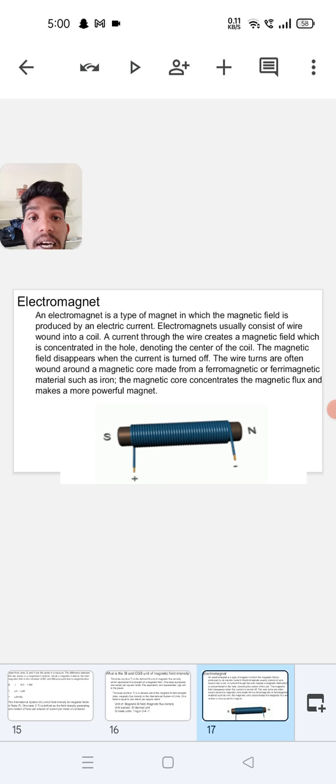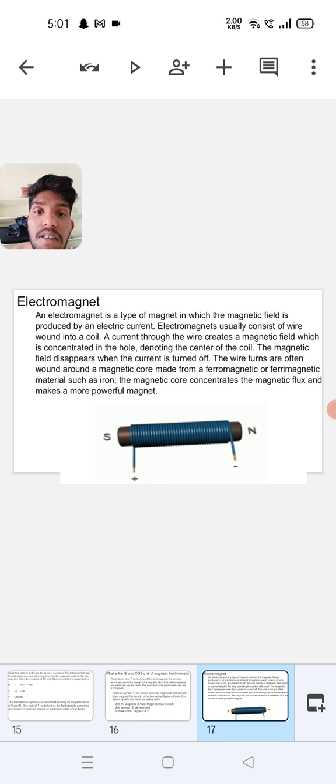Electromagnet. An electromagnet is a type of magnet in which the magnetic field is produced by an electric current. Electromagnets usually consist of wire wound into a coil. A current through the wire creates a magnetic field which is concentrated in the hole, denoting the center of the coil. The magnetic field disappears when the current is turned off.